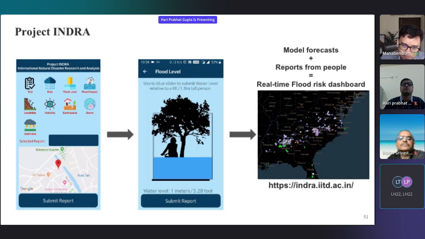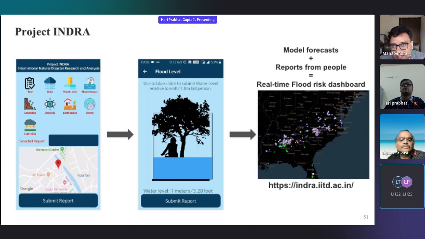So the lady and the tree that you see, everything is visually marked. The lady is about 6 feet and the tree is about 12 feet. So you can move the slider up and down and give us data of water levels that you're experiencing.